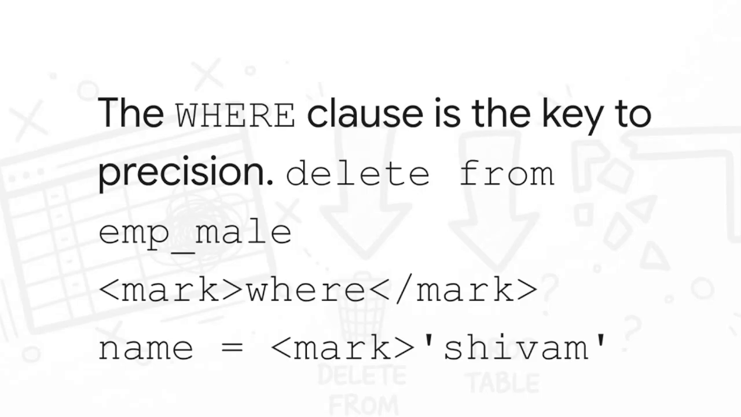And this, right here, shows you its real power. See that where clause? That is the secret sauce. The where clause is what lets you zero in on exactly the rows you want to get rid of. Here, we're only removing the one record for Shivam. You can be incredibly specific with this.